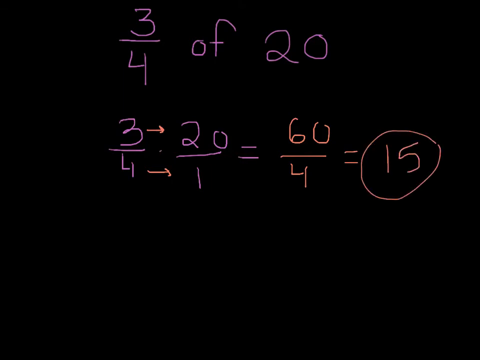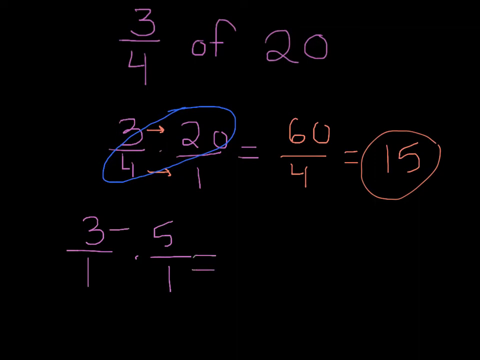We could have also done the cross simplification. So as you can see, you can simplify that 20 over 4 to 5 over 1. So it would look like this. 20 divided by 4 is 5 over 1. And now if you multiply, 3 times 5 is 15. So either way, you get the same answer.